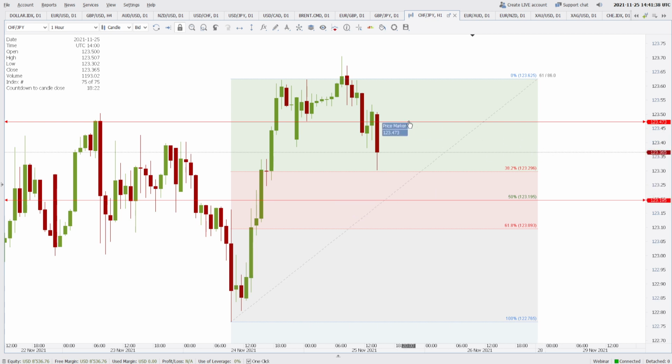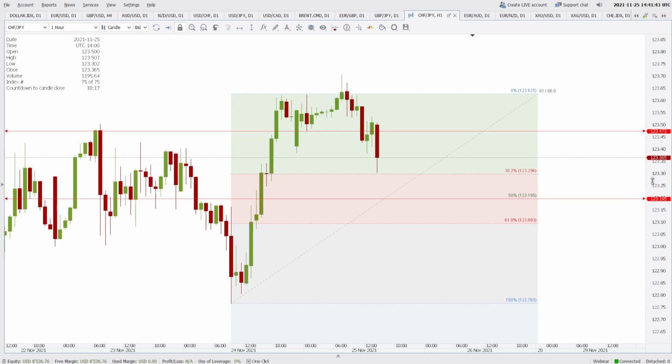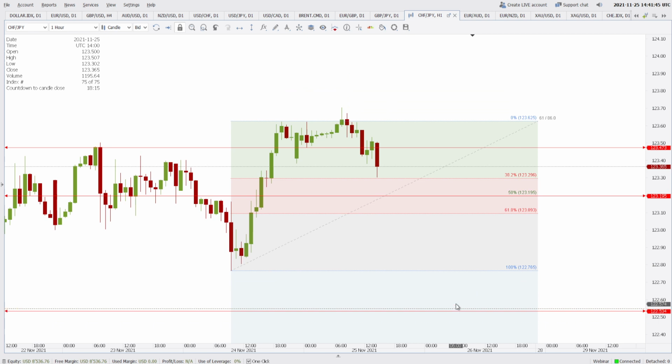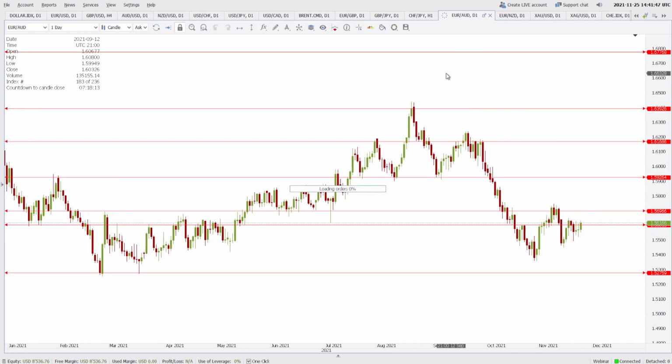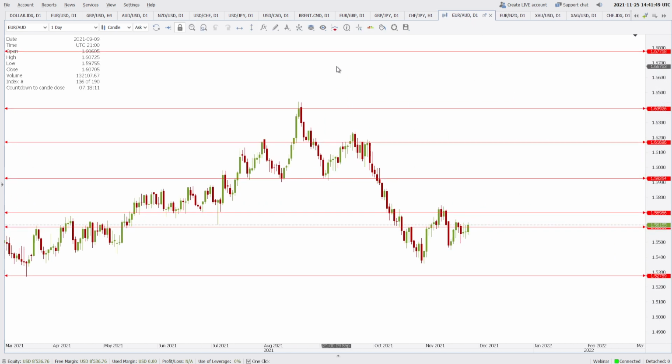But right now intraday resistance is at 123.47 and support on an intraday is 122.53 in this market. Talking about the EURUSD, it is looking good.